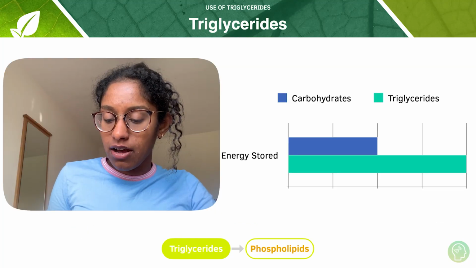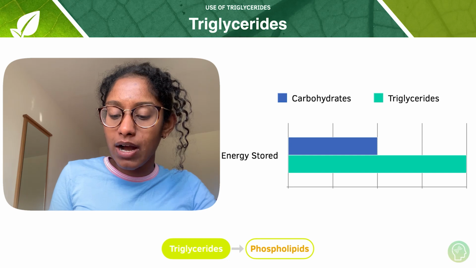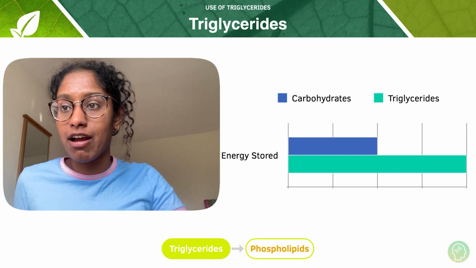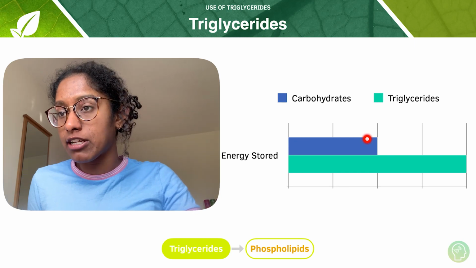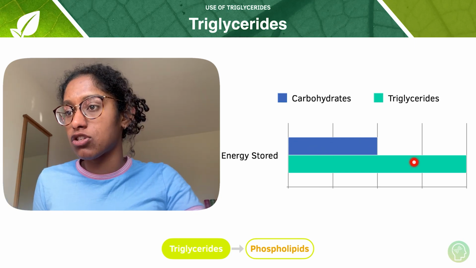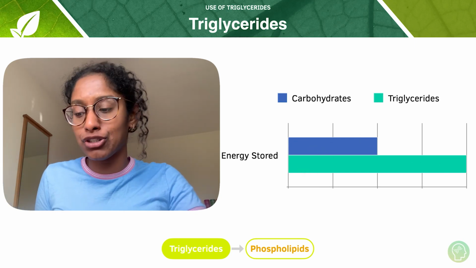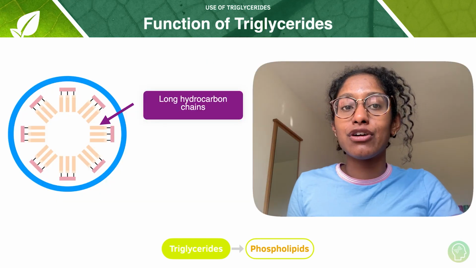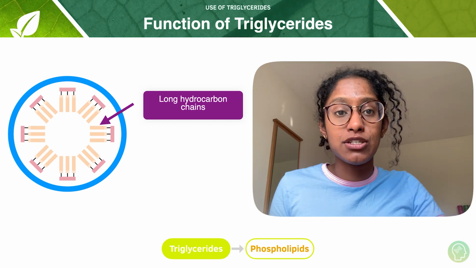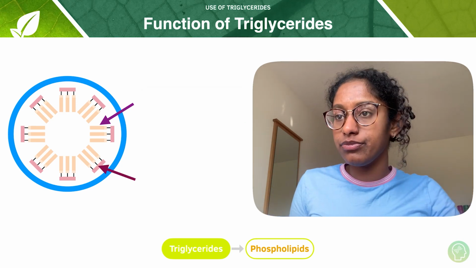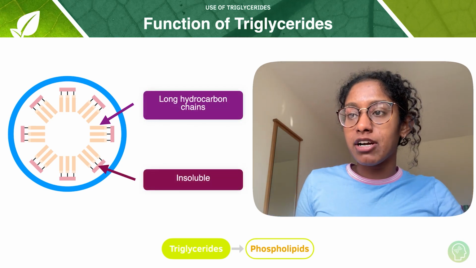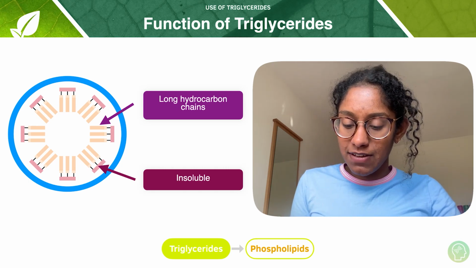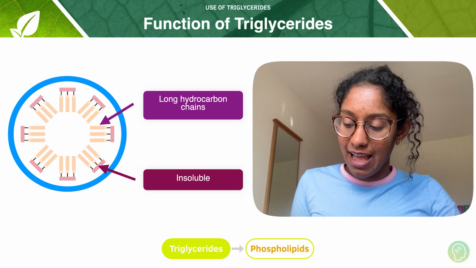Now, triglycerides are very efficient and store twice as much energy as carbohydrates, as you can see in this diagram here. So carbohydrates store this much energy, triglycerides store twice as much. Now, long hydrocarbon chains allow for a lot of chemical energy to be stored in them. And triglycerides are insoluble. So this is because the fatty acids face inwards with the glycerol pointing out.